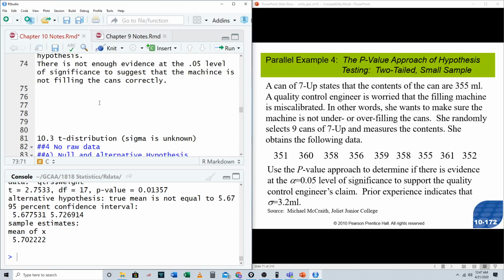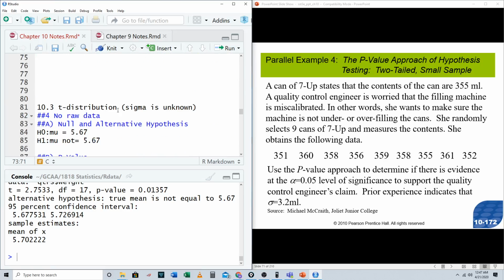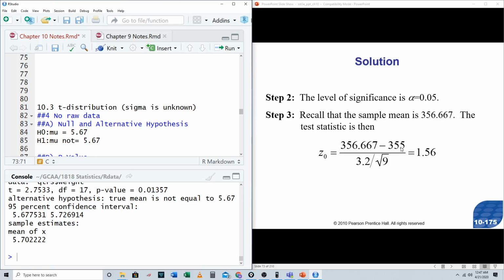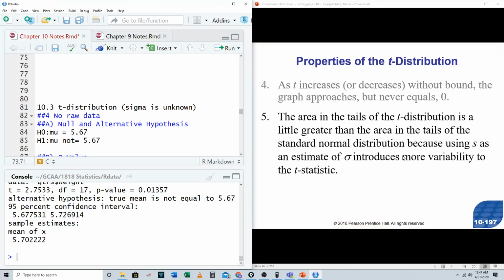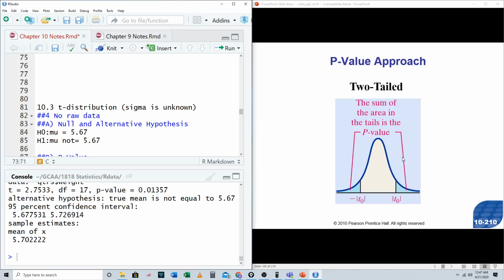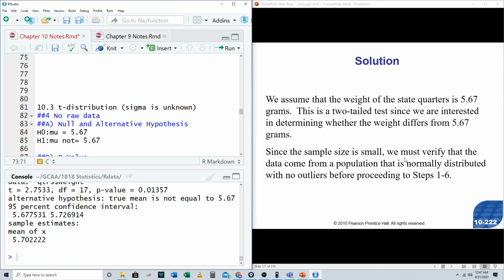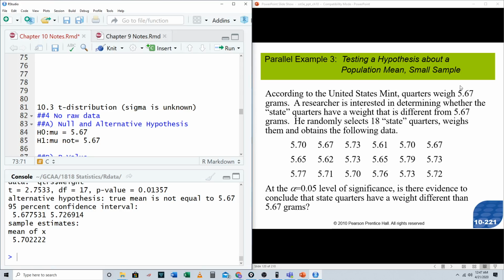Okay. Now 10.3, t-distribution. Sigma is unknown. Now what if we're not given any raw data, we're just given all the information. I skip down here, all the way down here. The first question they gave us was, so I skip to the next question where we had raw data. So here, according to the United States Mint, quarters weigh 5.67 grams. Researchers are determining whether the state quarters have a weight that's different. Again, this is another two-tailed test. He randomly selects 18 state quarters and weighs them and obtains the following data.